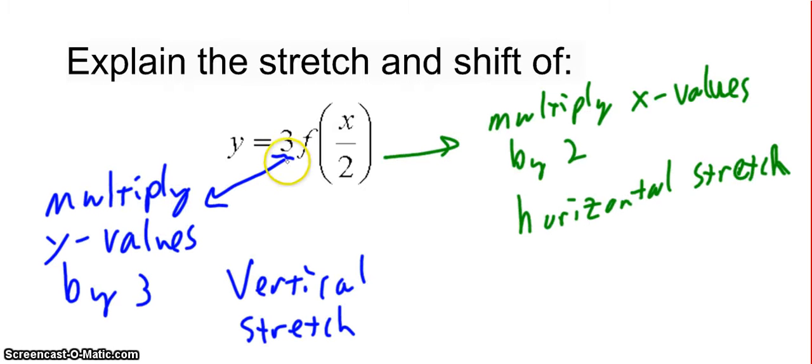Alright, so maybe you remember if we have something outside of the function, like the 3 here, but it's being multiplied, then we follow that operation. So in this case it's multiplication, so we would say it's multiplying the y values by 3. Another way to say that is it's a vertical stretch. Here, if I have something inside of the function, then we always do the opposite of the operation. So since this looks like x divided by 2, I would actually multiply the x values by 2. So this would be a horizontal stretch.